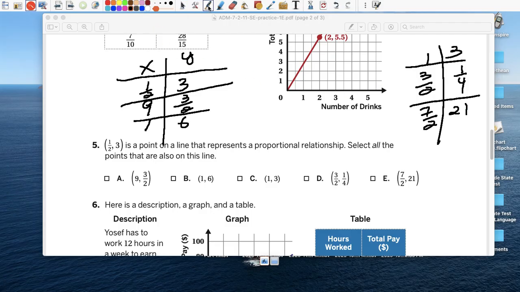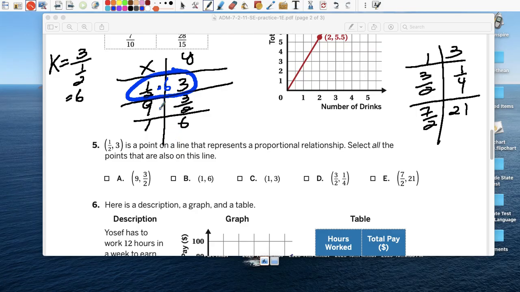Well, let's look at the original one. This is the important one. So let's find a constant of proportionality here. So k is going to be 3 divided by a half. Oops, not a third, a half. So 3 divided by a half is going to be 6. So times 6, let me change colors here, times 6. So everything should be times 6.